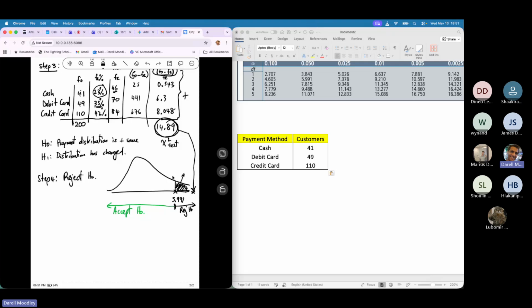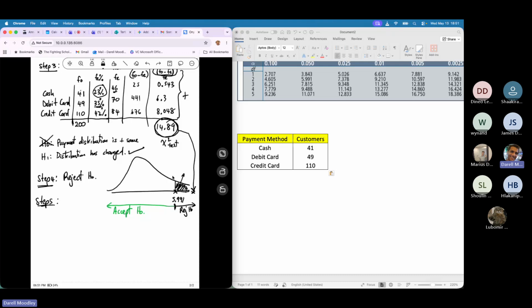All right, and then the last step is to conclude. Now, if we are rejecting H0, that means we are going with H1. That's what rejecting H0 means. So the distribution has changed. So we need to conclude this in words.